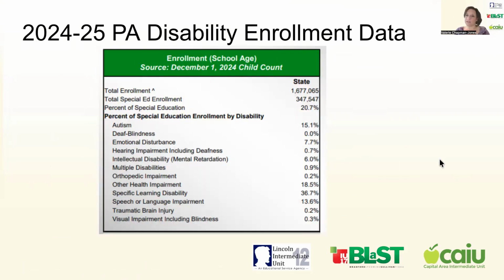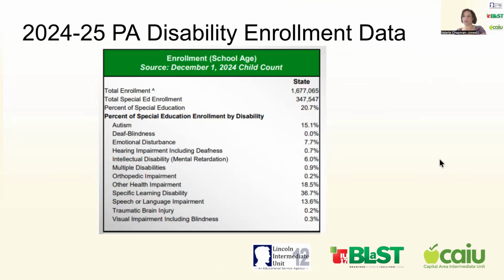So I pulled up the 2024-25 Pennsylvania disability enrollment data. So this is for the entire state. And you can take a look there at the total enrollment of special education students compared to the overall enrollment. Again, about 20% of our students overall are in special education. And then you can look at the disability categories that are listed there.